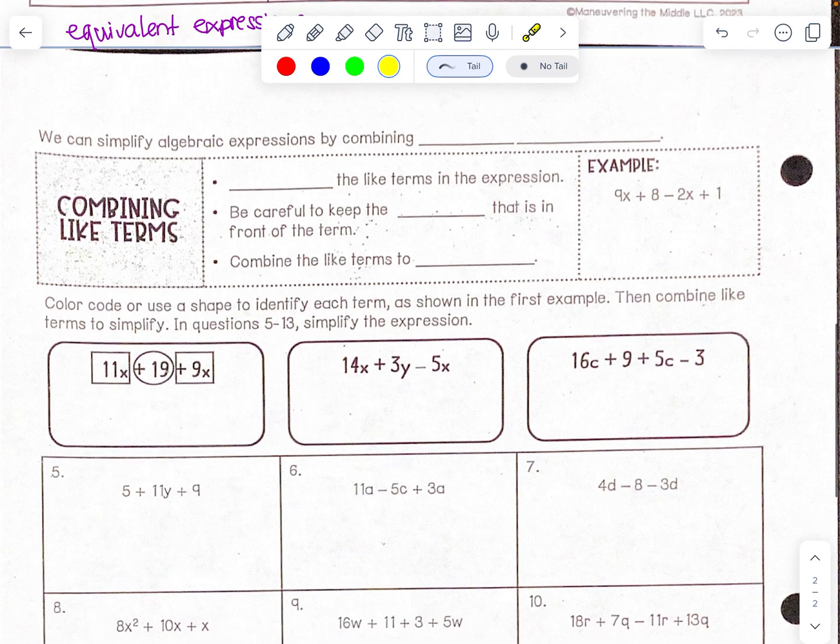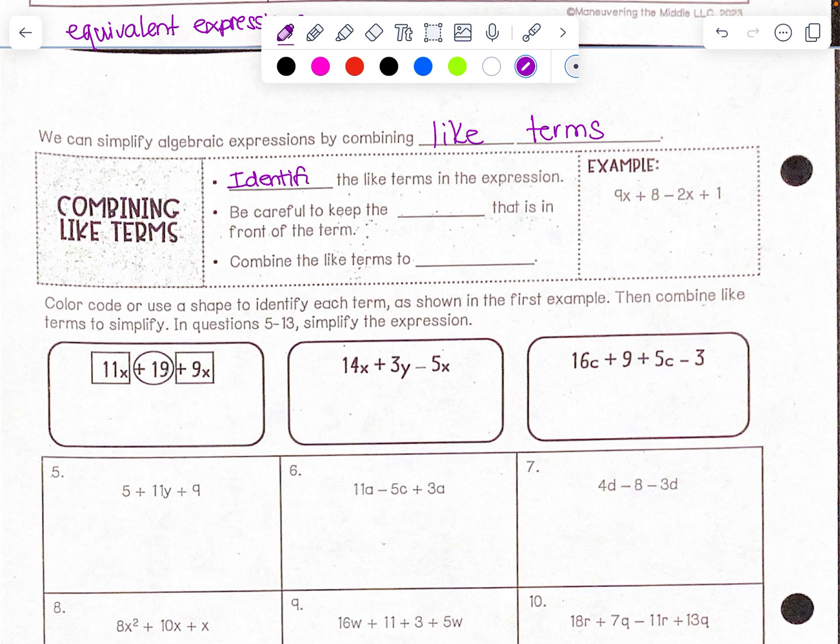All right, on the back. We can simplify algebraic expressions by combining like terms. Nobody wants to draw those algebra tiles every time, so we have a simpler way to do that. We're going to identify the like terms. We're going to be careful to keep the symbols in front of them and then combine them to make a simplified expression, or to simplify.